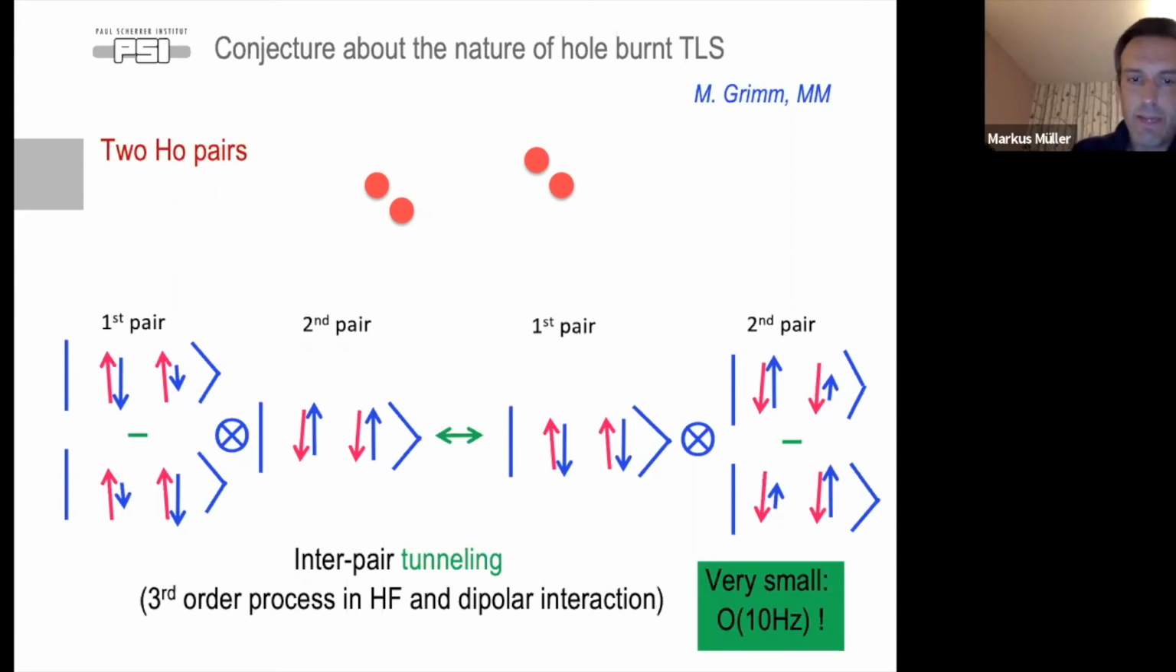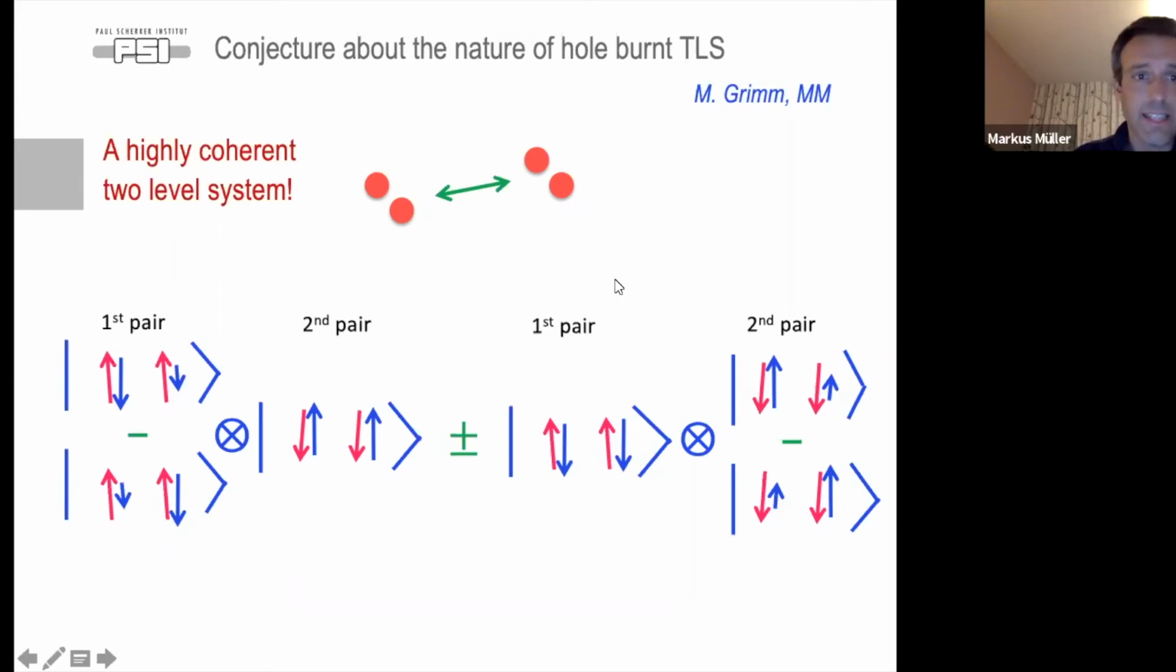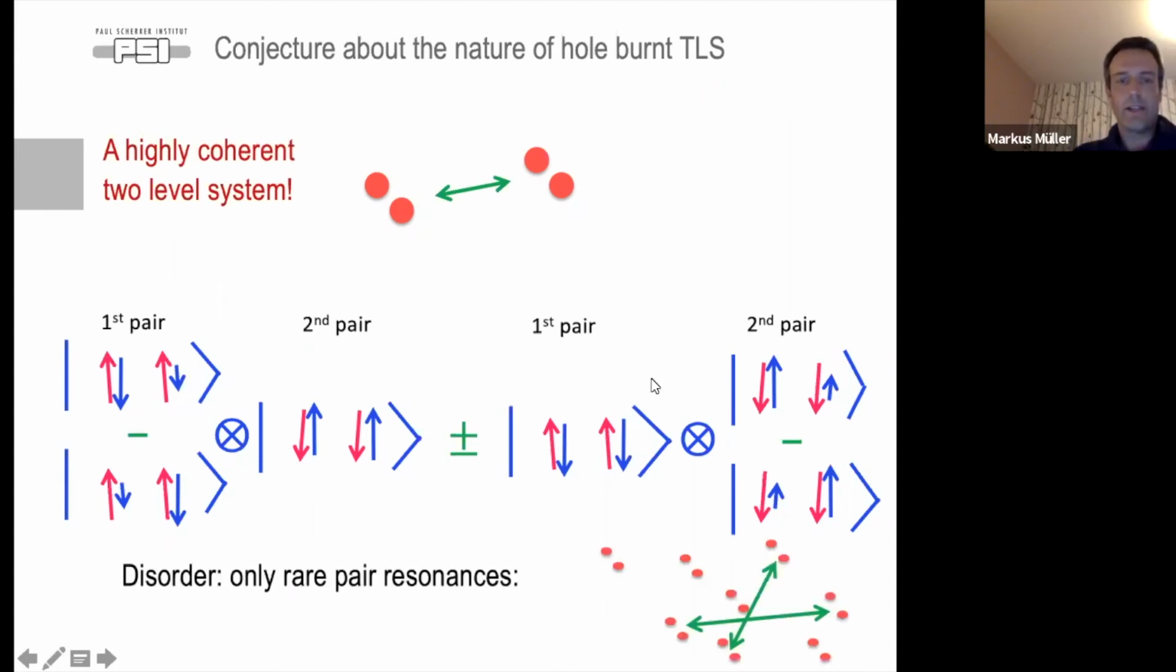And indeed, if you think about this kind of state here, which is a delocalized entangled state of hyperfine excitations, you have a highly coherent two-level system that is extremely hard to dephase. So it's very likely that this is a good candidate for what was actually observed in the experiments. Now you can ask, well, there will also be a third and a fourth pair here, and why don't I get just diffusion when I can hop from here to here? Well, the answer would be that you don't hop between any two pairs, but you have to look for resonant pairs that are in energy within the tunnel splitting, and that's rare.